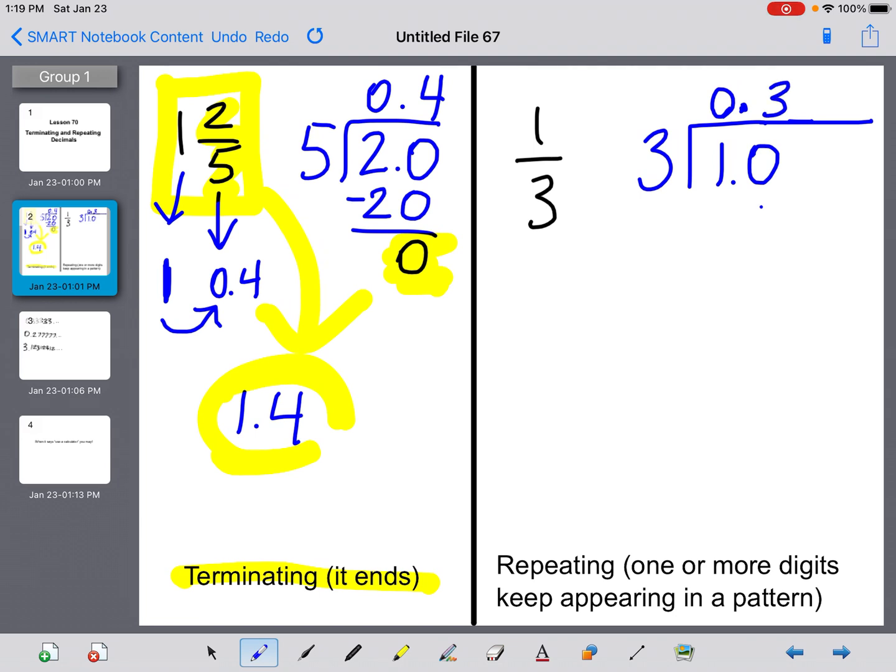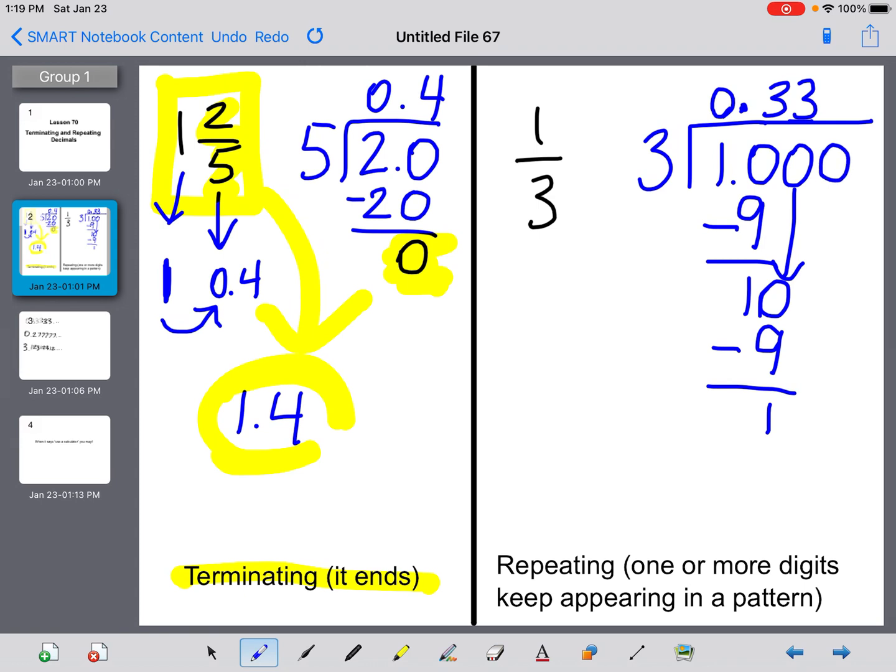3 goes into 10 3 times. 3 times 3 is 9. We subtract. We get a remainder of 1. Since we have a remainder, we have to keep going. You can keep adding those zeros. So now we've got 3 into 10 again. Goes 3 times. 3 times 3 is 9. We subtract. We get a remainder of 1.